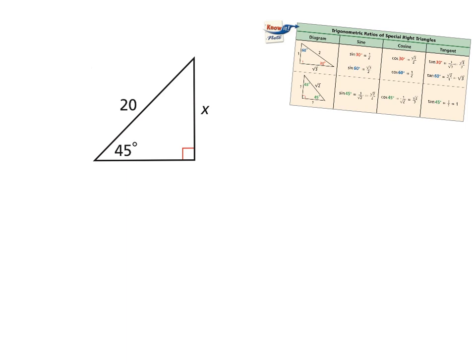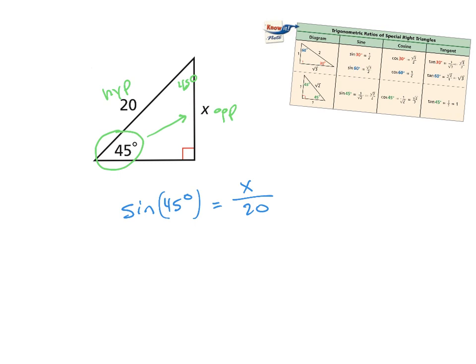As you can see here, this is also a special right triangle. This is one of those 45, 45, 90 right triangles. We are given this 45-degree angle. That means that this side is the opposite side. And this is the hypotenuse. Those are the two sides that are labeled. So once again, we'll write out our equation using that given information. So we have opposite over hypotenuse, which is sine. So we write down sine of 45 degrees equals the x, which is the opposite side, over the 20, which is the hypotenuse.